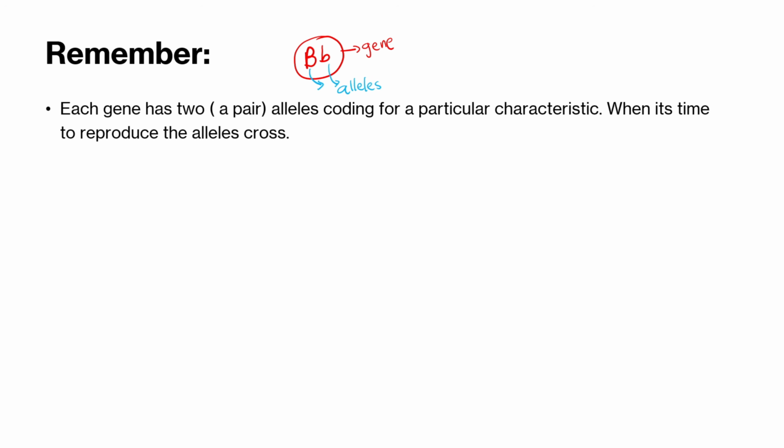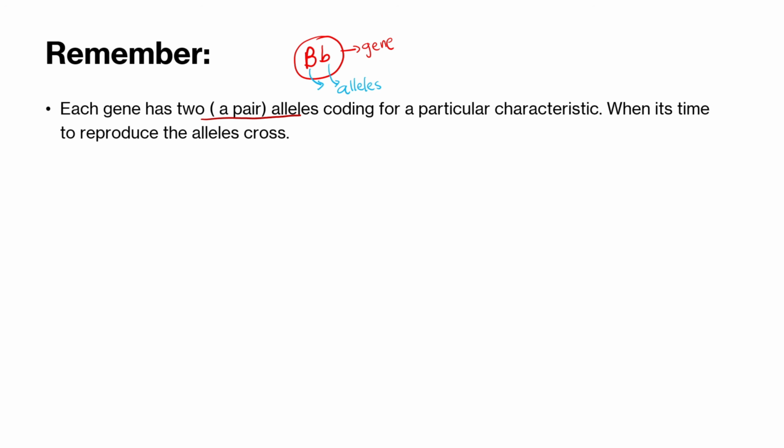Since you are made up of genes, and the genes are the ones coding for your particular characteristics, each gene has a pair of alleles that code for a particular characteristic. So when it is time to reproduce, the alleles have to cross. Let's just say, for example, you now have to make a baby. Your baby has to look like you. Your baby has to inherit genes from you and your wife, of course, if you are a male, and your husband if you are a female. But basically, your baby has to inherit the alleles and your genes.